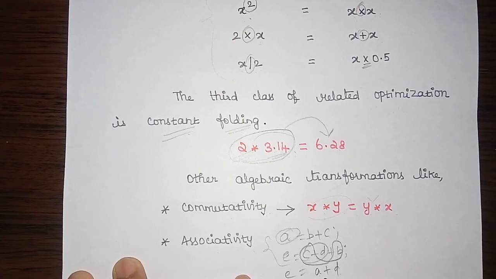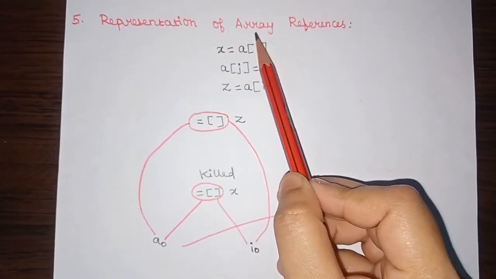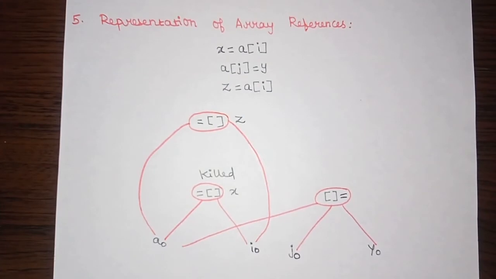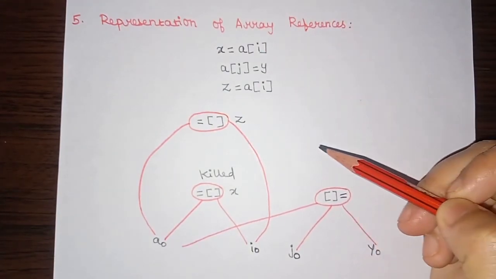So here we are reducing the computations, right? Instead of doing computations on 3 variables, here we are doing computation on two variables only, so that we are reducing the computation here. And the next one is the representation of array references. That is how we can represent the arrays with DAG.